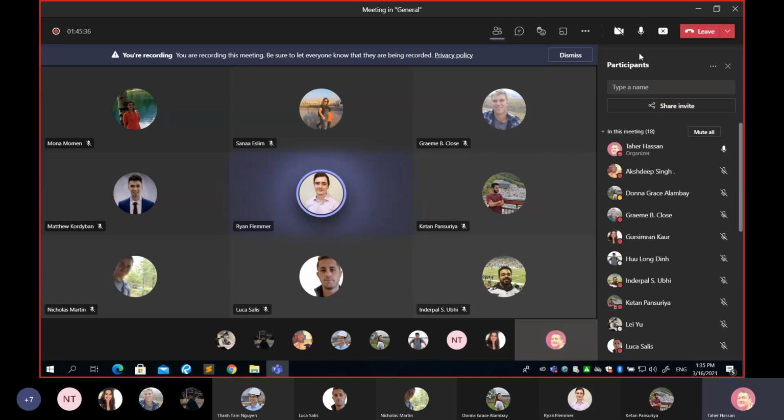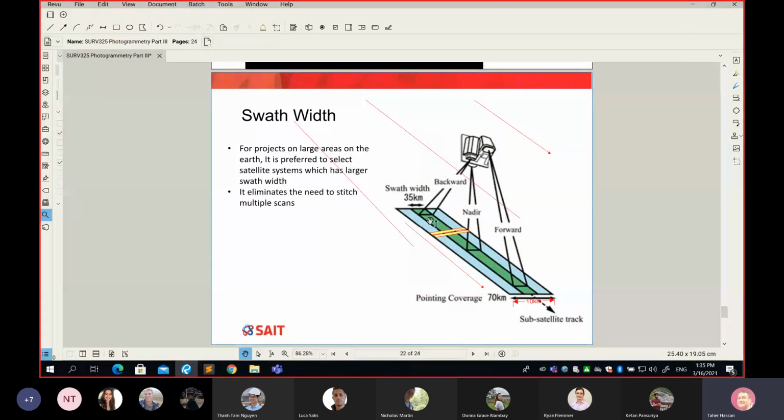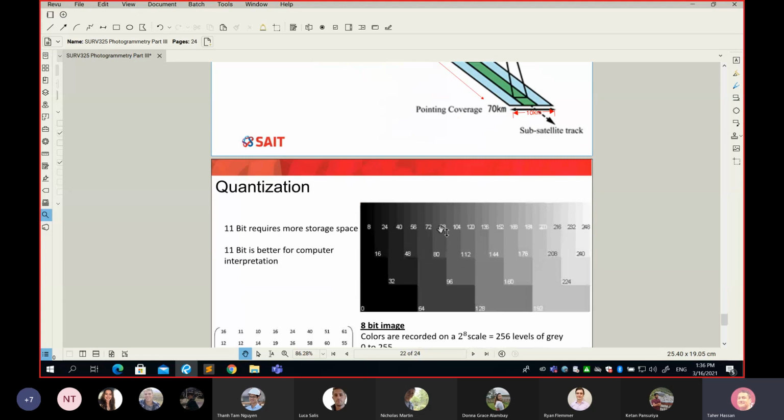We're following. Okay, so anyway, stitching is not fun. That's the bottom line. If you haven't followed the discussion, stitching is not fun. And that's why if you have a project that has a wide coverage, you probably want to pick a satellite system that has a larger swath width. If you have a larger swath width, it means you don't have to go through the pain of stitching. Okay? Now, look at the next one.